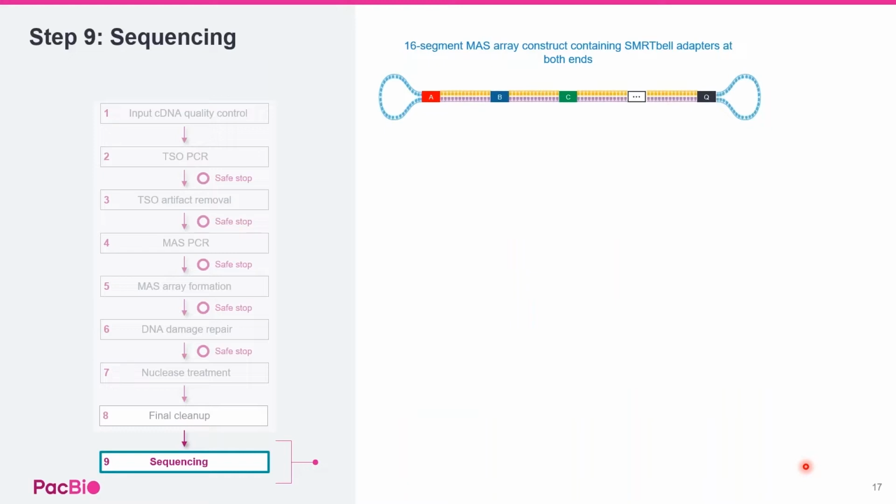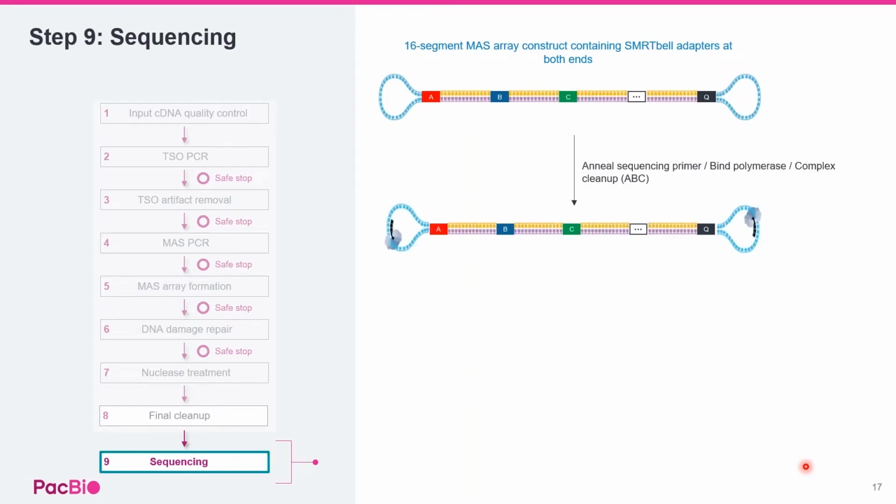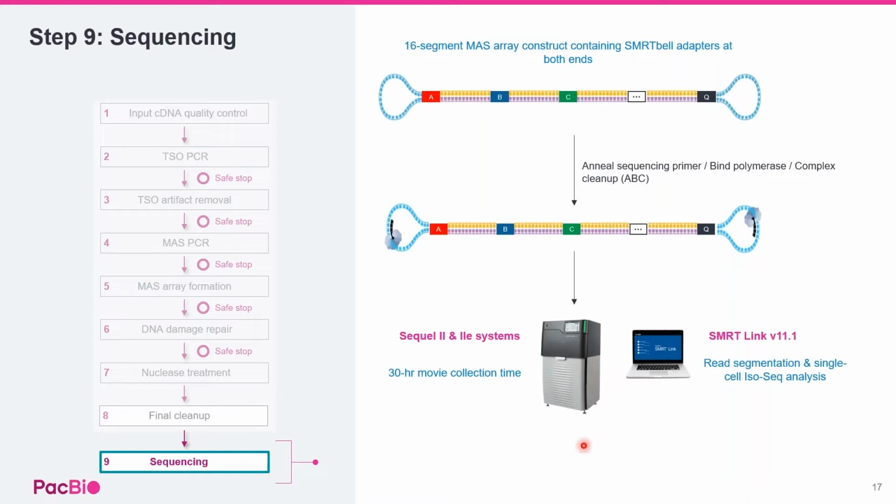Step 9 is sequencing. In this step, we prepare the final SMRTbell library for sequencing via ABC. ABC stands for annealing, binding, and cleanup. So in this step, a sequencing primer shown in black is annealed, followed by binding the polymerase and cleaning up the complex. This final cleaned up complex is then ready to be loaded onto the Sequel II or IIe system, where 30-hour movies are collected, followed by auto-analysis using the SMRT Link software version 11.1.